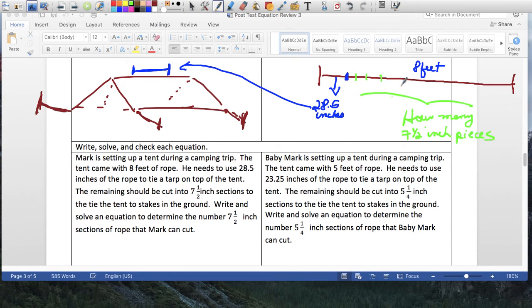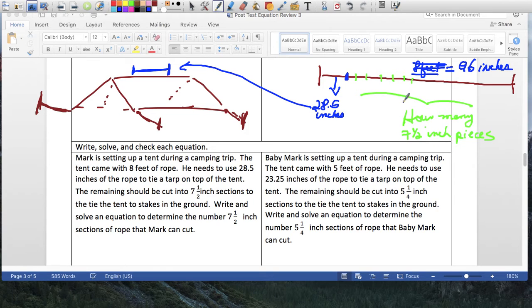It says write and solve an equation to determine the number of 7.5 inch sections of the rope that Mark can cut. So how many of these smaller pieces will he be able to cut? The first thing you have to realize is that this whole string is 8 feet. We have to change that to inches. Remember that 1 foot has 12 inches, so 8 feet is 8 times 12. This is 96 inches. So right off the bat, I would cross this out, so I don't even have to deal with feet anymore.